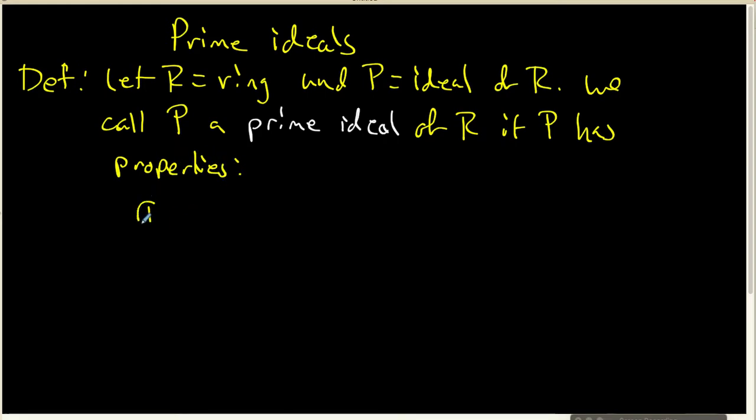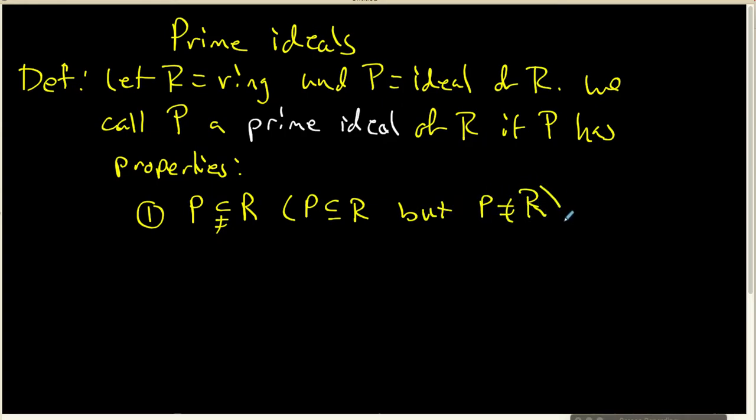The first property is that P is going to be a proper ideal. In other words, P is a proper subset of R. So P is included in R, and P is not all of R. The second property is stated as an implication, and it's really where the language prime ideal is going to come from.